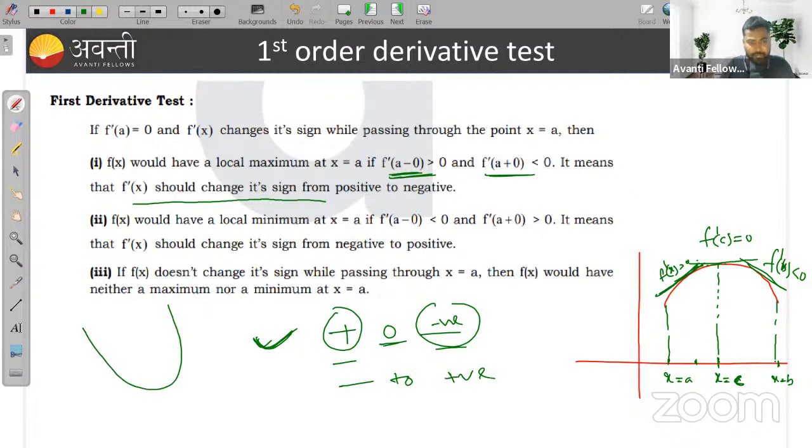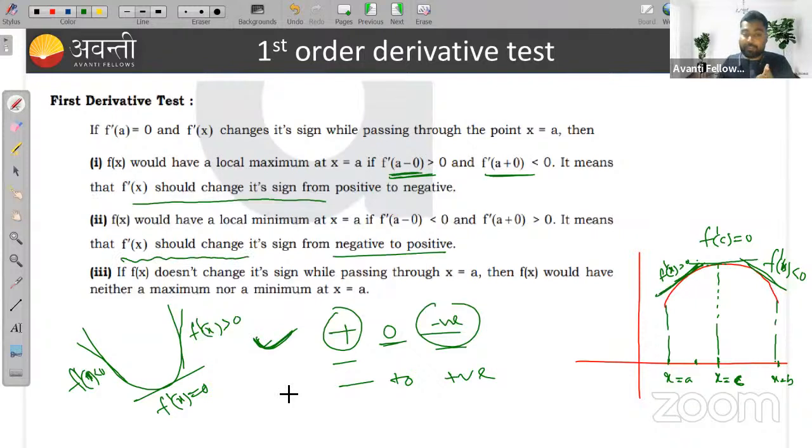First the function is decreasing, that is, the first derivative f dash of x is less than 0. At this point, f dash of x is equal to 0. But after this point, the function is increasing. That means the first derivative is greater than 0. Okay, clear or not? So what is happening is f dash of x changes its sign from negative to positive. Negative to positive. But in case of local maxima, it is changing the sign from positive to negative.